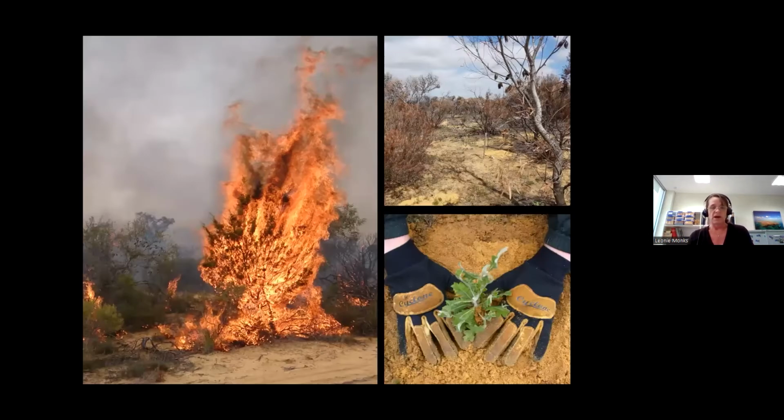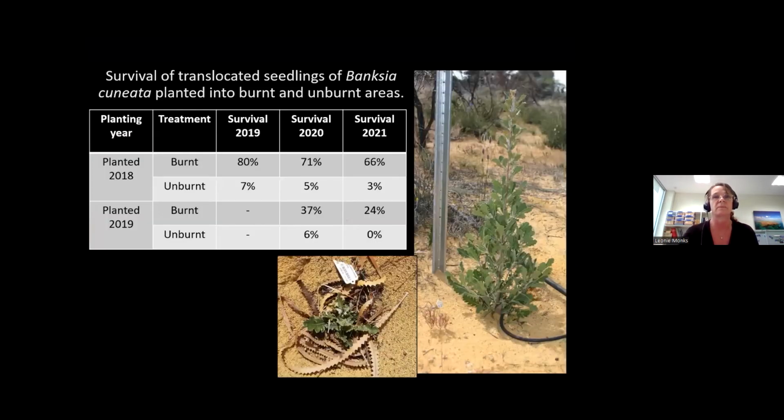So we burnt a patch of vegetation at the translocation site and we left another patch unburnt, and then we planted into both. And we also did a follow-up planting a year later, again with some seedlings planted into the burnt areas and some into the unburnt area. So this was part of the full translocation of this species. And the results from this experiment were really quite clear-cut.